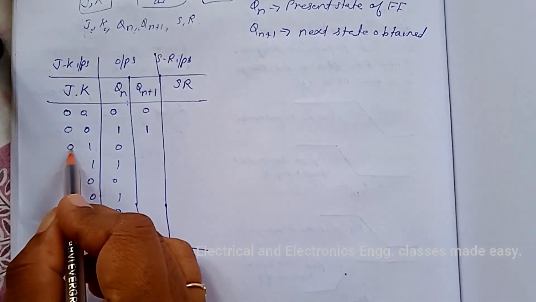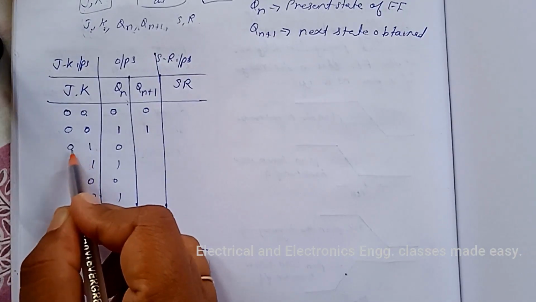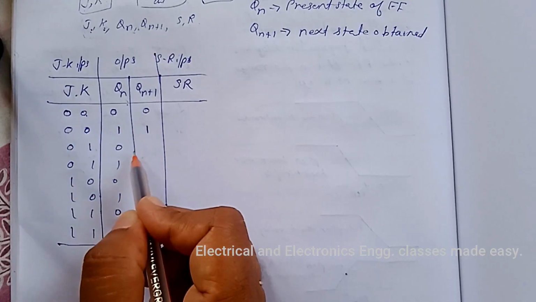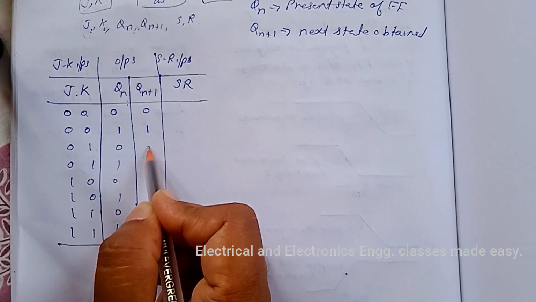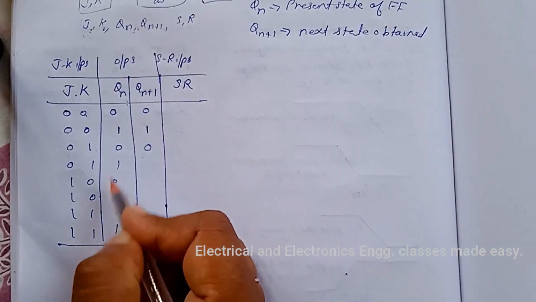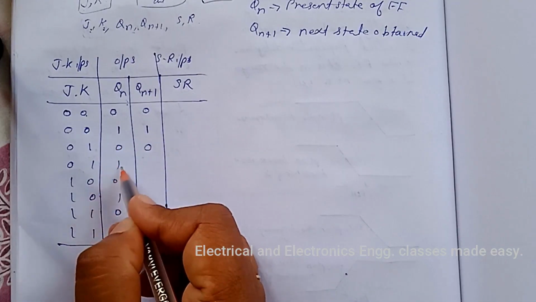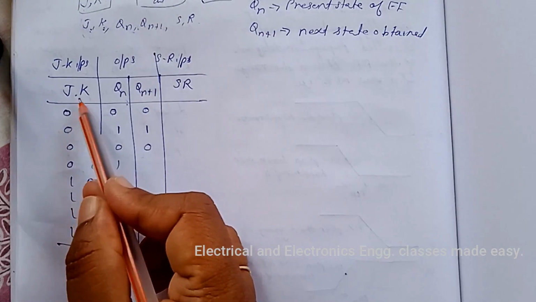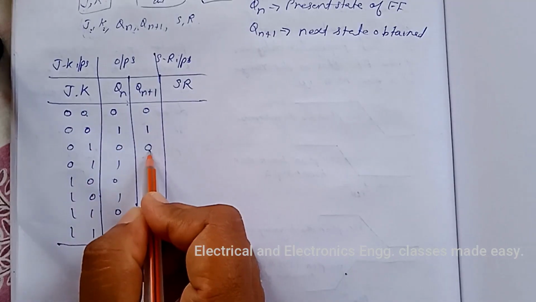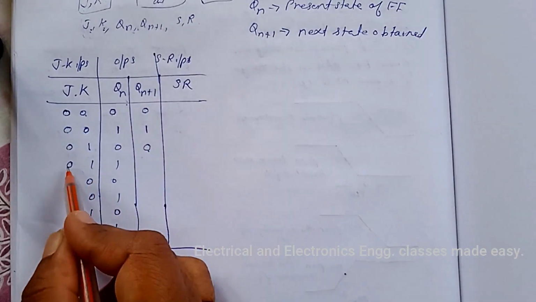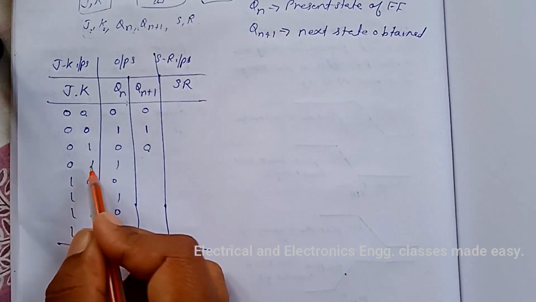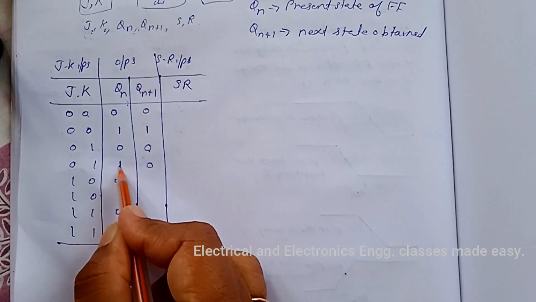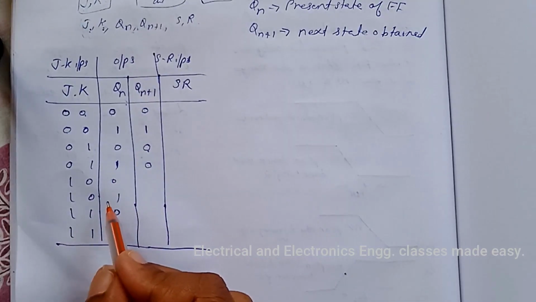And next is 0 and 1. 0 and 1 to JK means the output will be 0. That is reset, 0. It will not depend upon the present state. That is, 0, 1 as the input to JK means the output will be 0. Next is 0, 1. So here also the output will be 0. It will not depend upon the present state of the flip-flop.